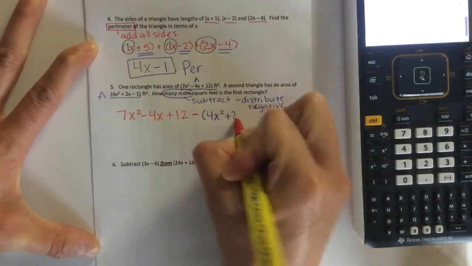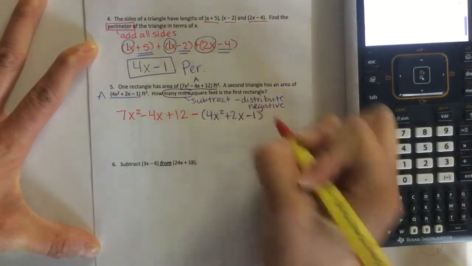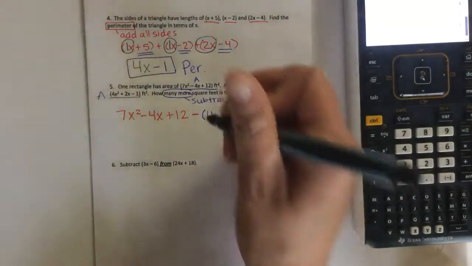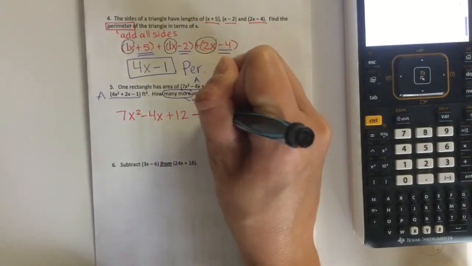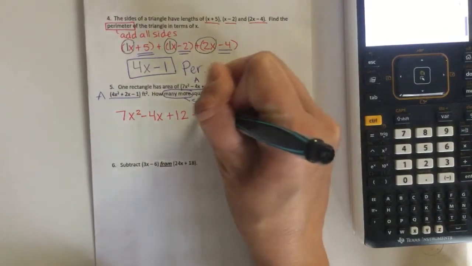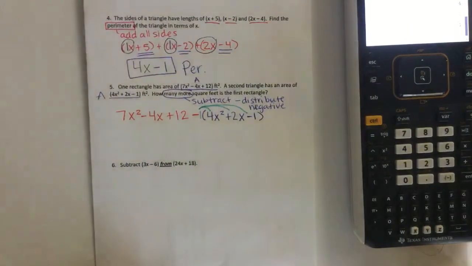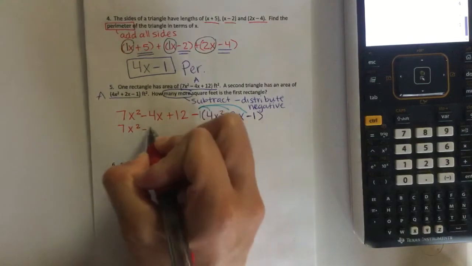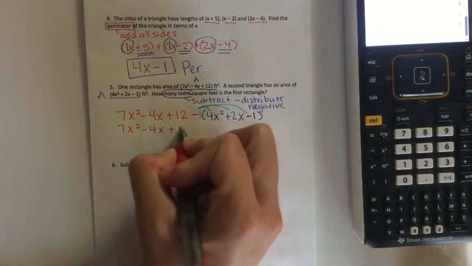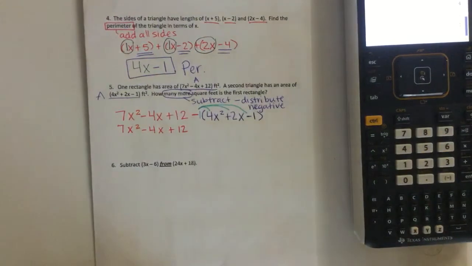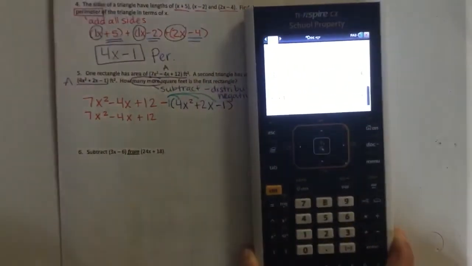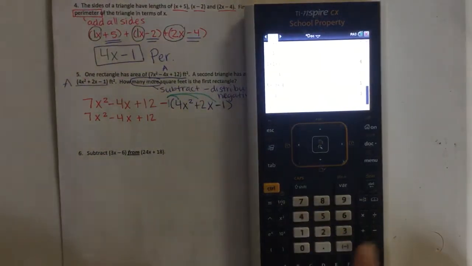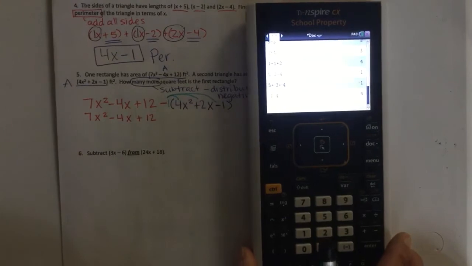4x squared plus 2x minus 1. You need to distribute that negative. When you distribute the negative, it changes the sign. So here's a negative 1 where you need to distribute to 4x squared, distribute to 2x, and distribute to negative 1. So now you're going to bring down everything in front: 7x squared minus 4x plus 12. And you're going to distribute. When you distribute, you multiply negative 1 times 4. You should get a negative 4.